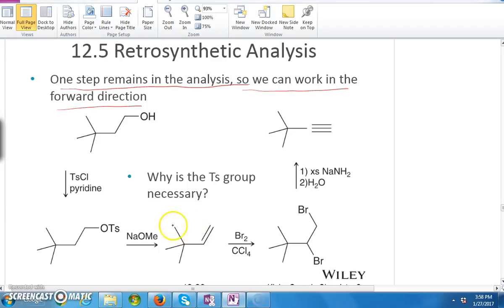In other words, how do you make this? This can be made if you did an elimination. An elimination with a base will give you that. And of course, you can easily convert this to a good leaving group by using tosyl chloride and pyridine.